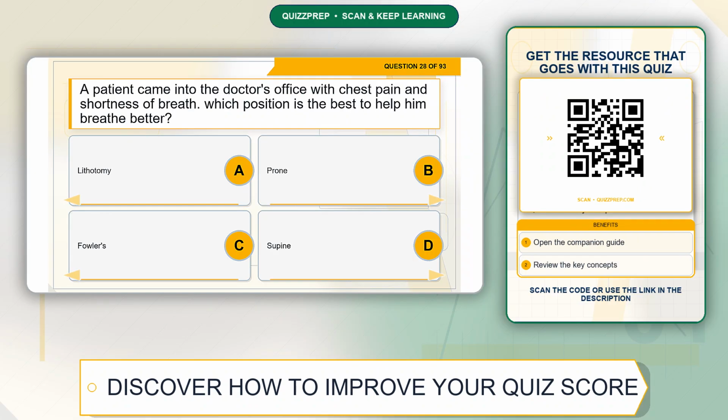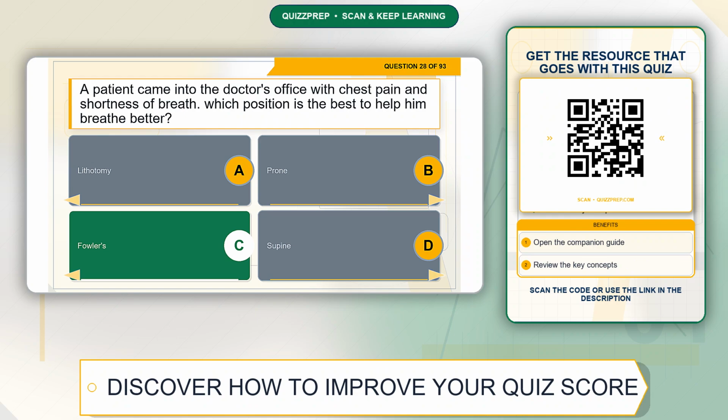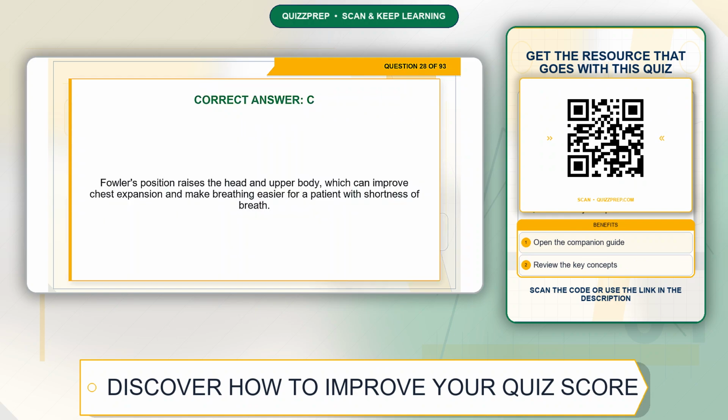Question 28. A patient came into the doctor's office with chest pain and shortness of breath. Which position is the best to help him breathe better? Option A, lithotomy. Option B, prone. Option C, Fowler's. Option D, supine. The correct answer is option C, Fowler's. Explanation. Fowler's position raises the head and upper body, which can improve chest expansion and make breathing easier for a patient with shortness of breath.